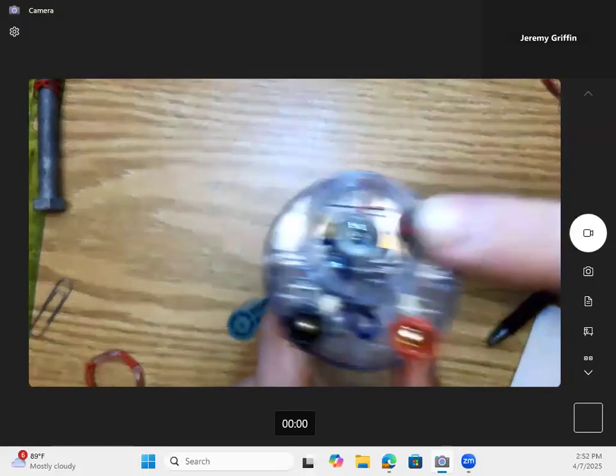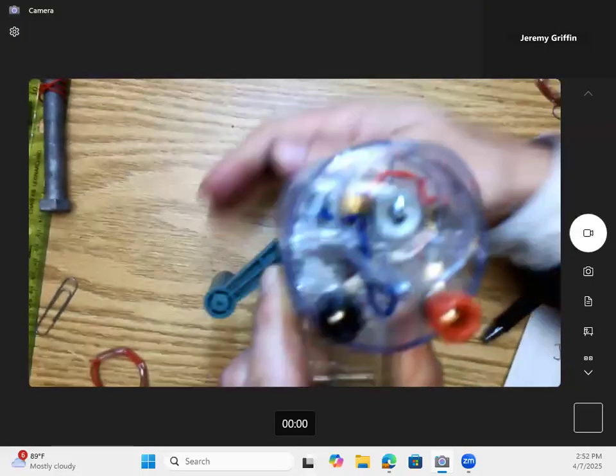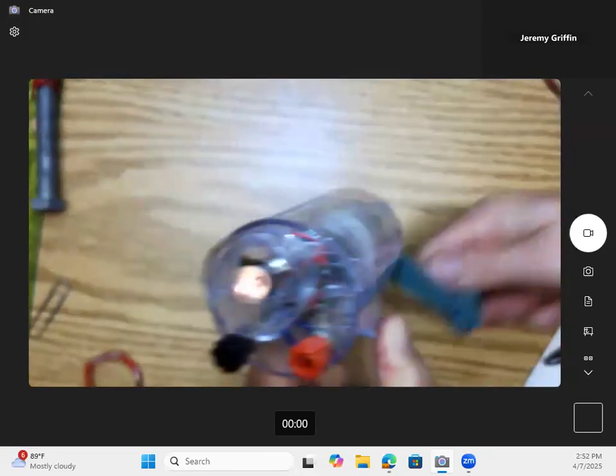And I have a little light bulb here. So give us a cranking. Guys, watch this light bulb when I crank this. Ooh, look at that. It turns on the light bulb.